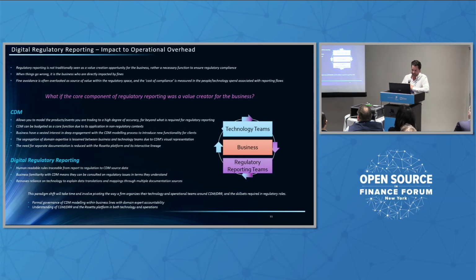So where does digital regulatory, I've made a bit of a jump here, sorry. I'm now talking about digital regulatory reporting, which is a use case that sits on top of CDM. So how does that impact the operational overhead? As I mentioned earlier, reg reporting is not traditionally seen as a value creation opportunity for a business. It's a necessary function to ensure regulatory compliance. I'm not saying firms don't want to do it. Everyone has to do it by law, but they obviously want to do it as cheaply and efficiently as possible while maintaining compliance. Be careful of the language. You want to be doing what you need to be compliant and no more.